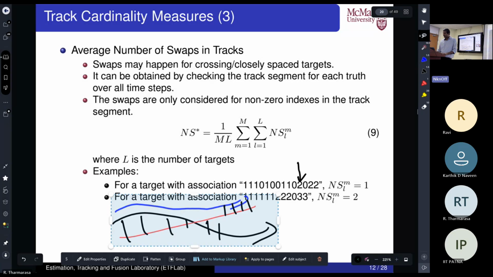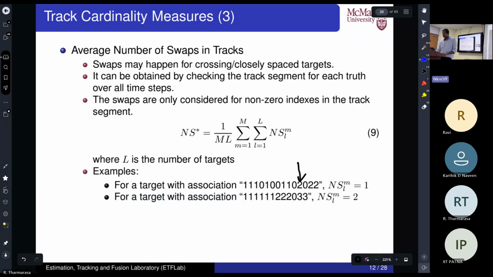And the second part, if you look at this, this is one swap. This is another swap. Whenever a number changes, like 1 to 2, one swap, 2 to 3, another swap. That's how we define the swap. Correct? Okay.